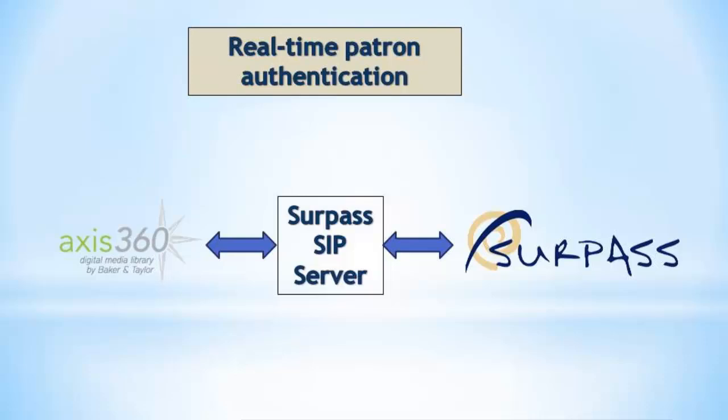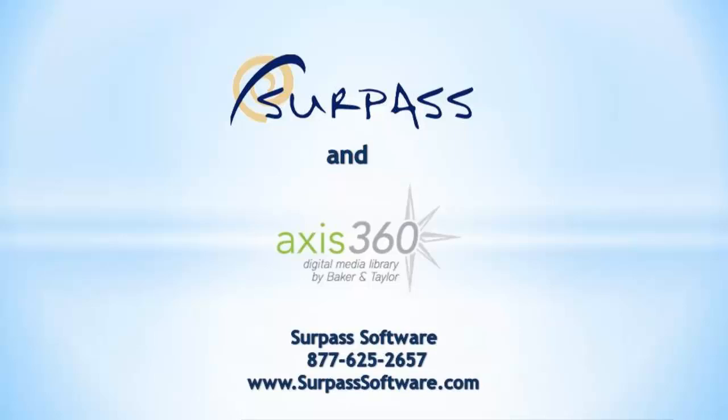The library could choose a certain level of fines owed or overdue items that would then deny checkout in Access 360 as well. This completes the tour of Surpass and Access 360.